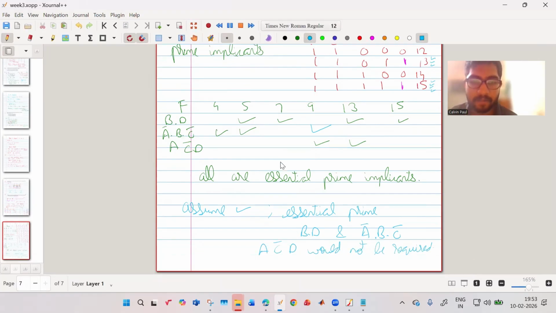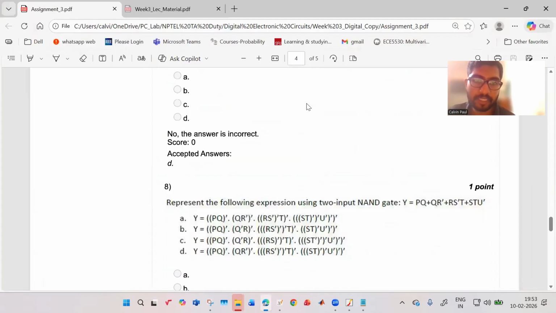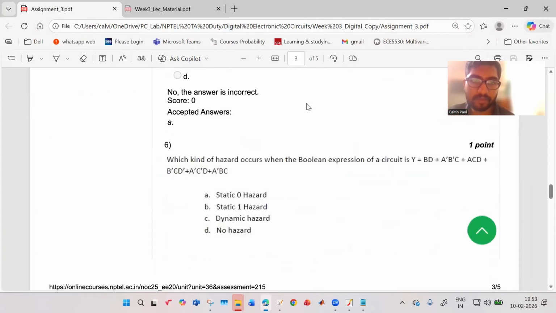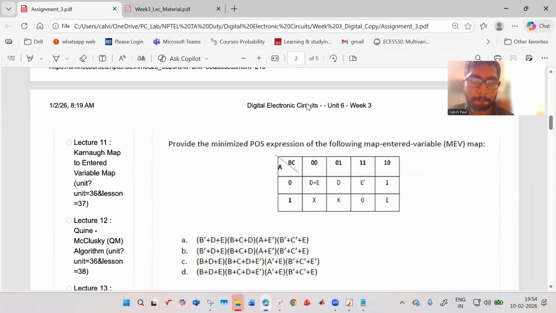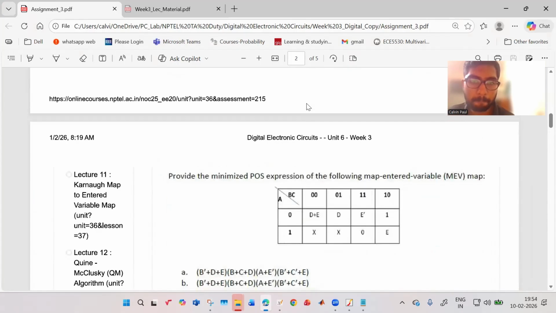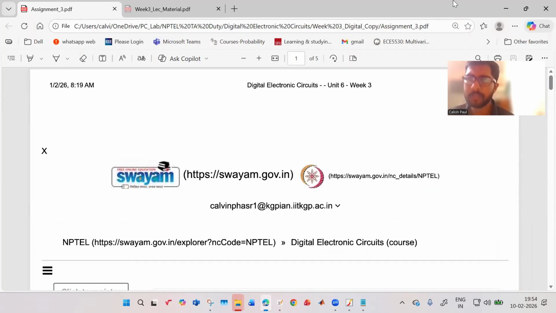Okay, so any queries in this? Here it's a gate input cost, NAND gate, minimized hazard free. These things have been done.